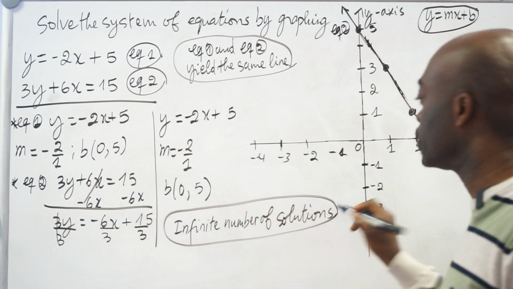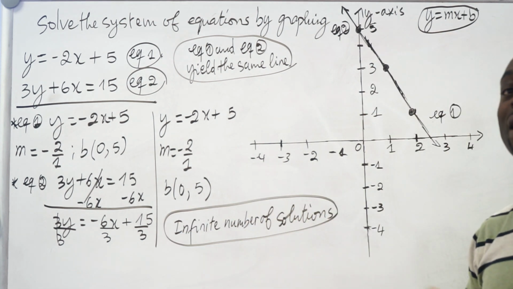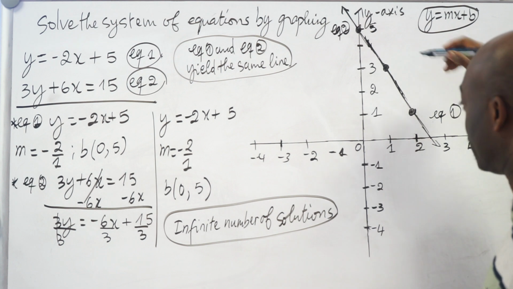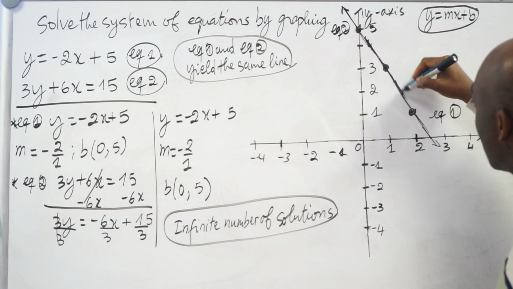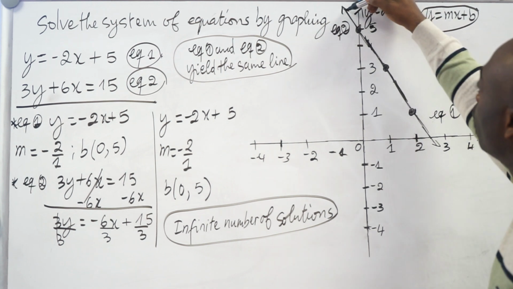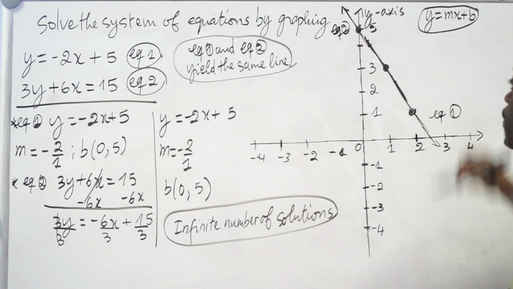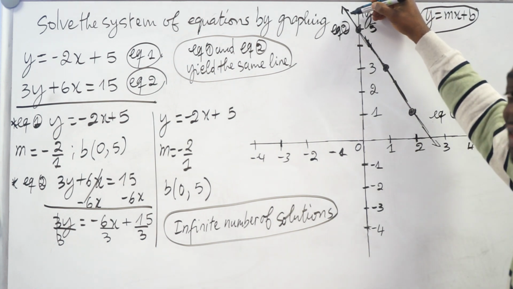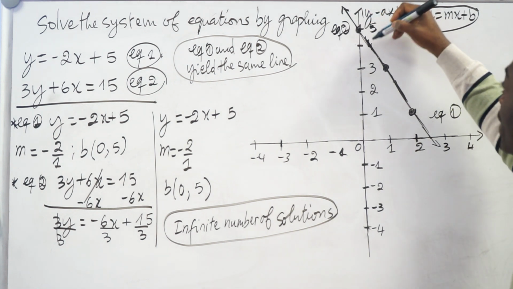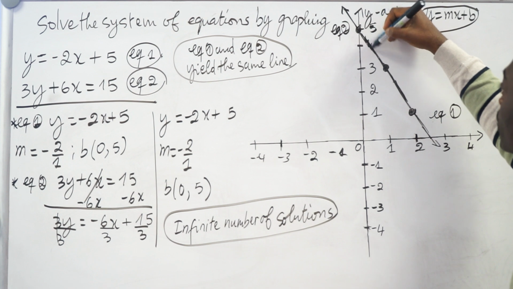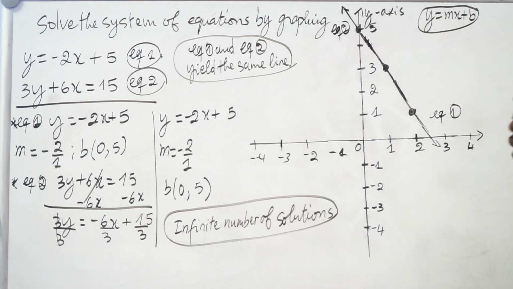Infinite number of solutions. That means we cannot count them, because this is the line that we have, and from the top all the way down to the bottom, the two lines meet. We cannot even count the number of times they're meeting. That's why we have an infinite number of solutions. That's the reason why. All right, thank you.